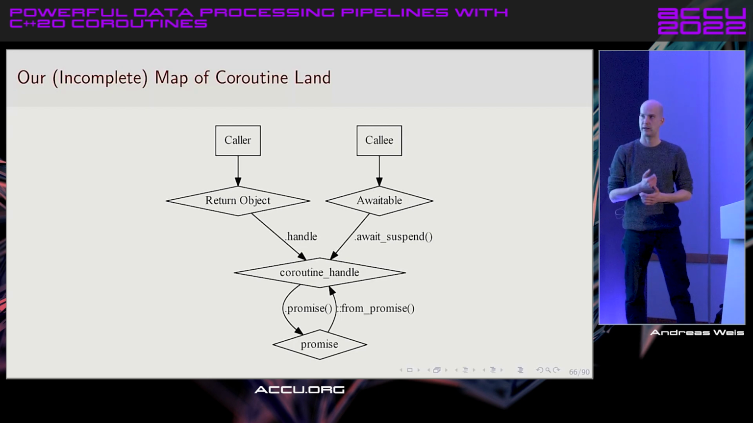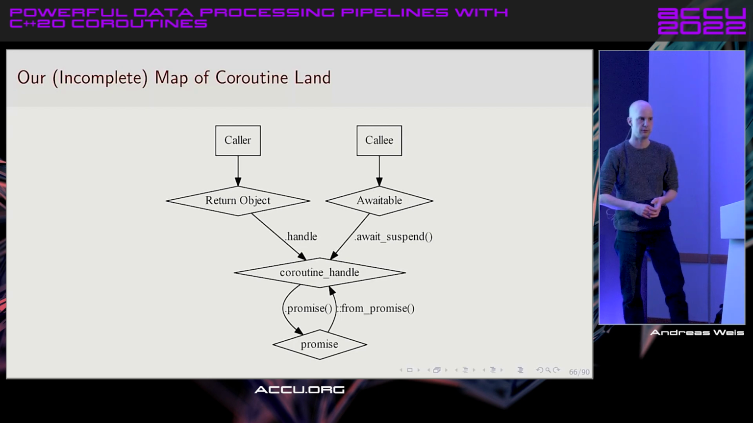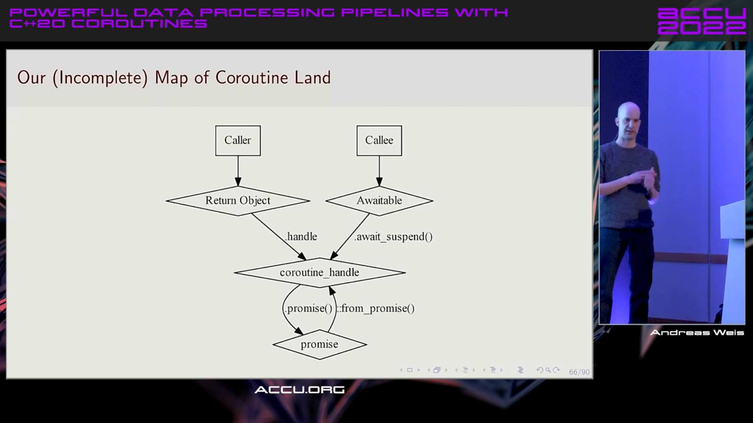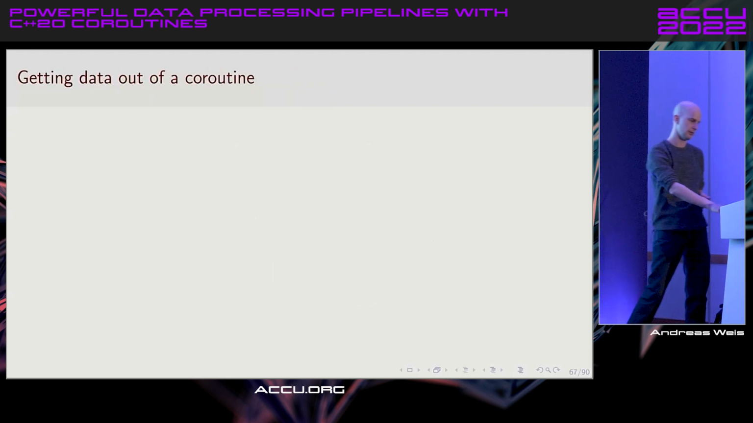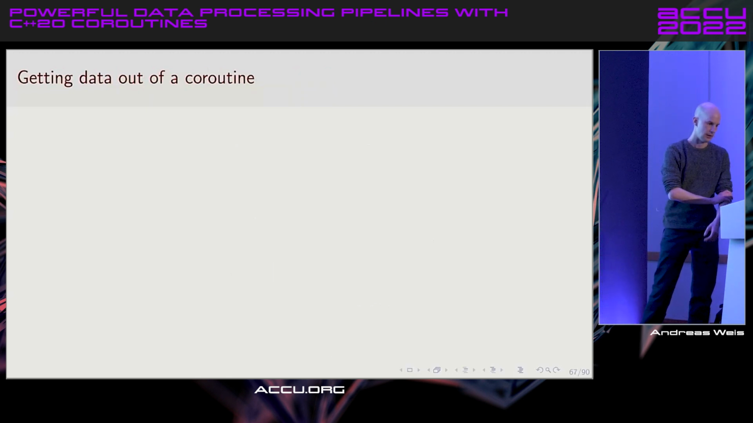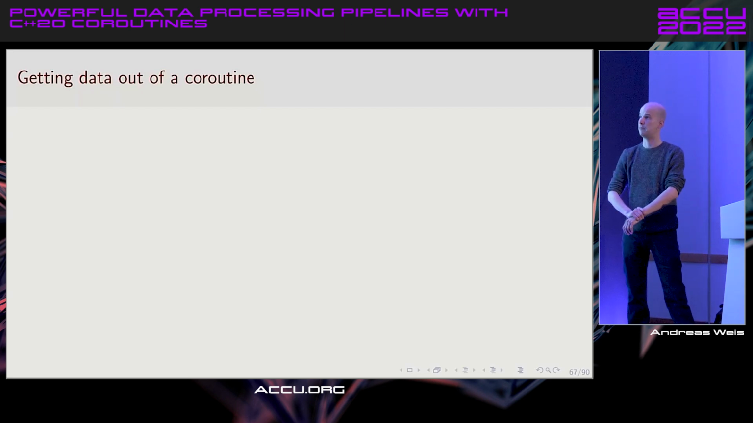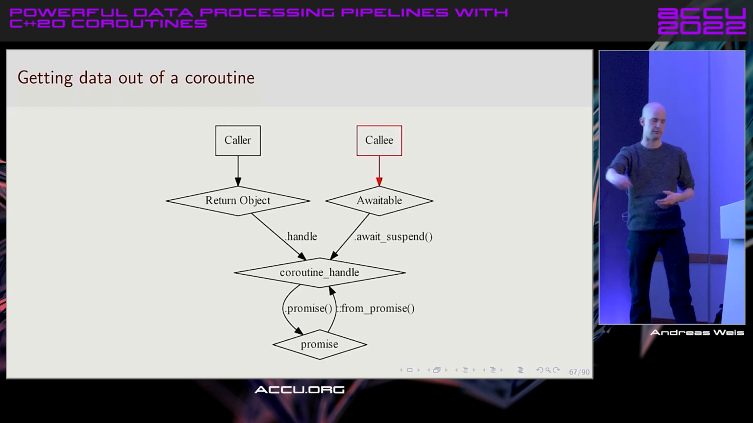The two things that I really need to know how to do are: how can I pass data from the caller into the coroutine, and how can I pass data from the coroutine out to the caller? Let's start by passing the data out of the coroutine back to the caller.